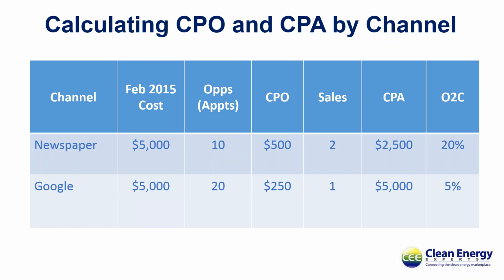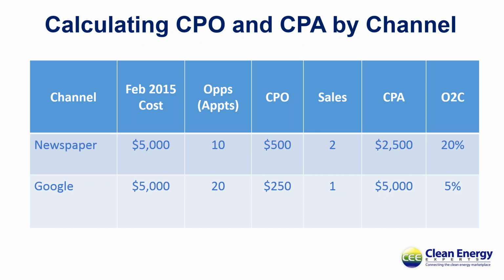Then you also have another channel going with Google. Once again, you spent $5,000. This one, you actually got a lot more opportunities out of it. That's great. You got 20 opportunities, 20 swings of the bat for the sales team, and your cost per opportunity is actually pretty good. It's $250. 5,000 divided by 20, $250 per opportunity. But those opportunities, out of those 20 swings of the bat, you only hit a home run once. You only got one sale. And so what that means is that your opportunity to close is only 5%, 1 divided by 20.